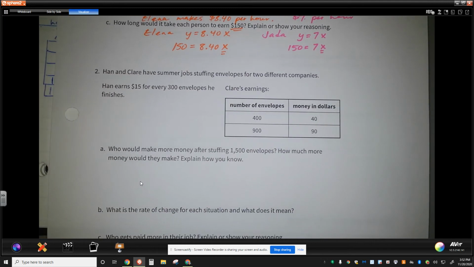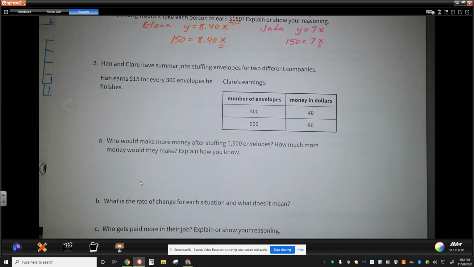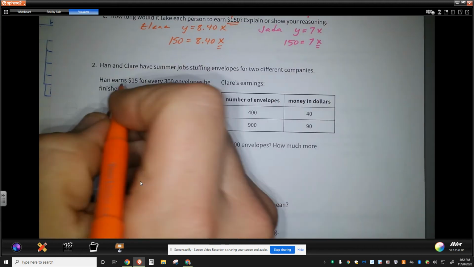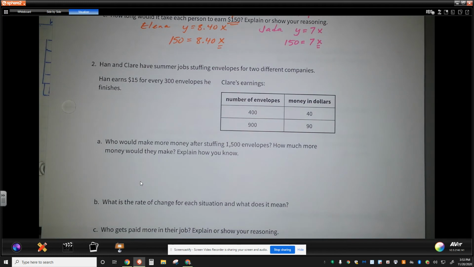Second example: Han and Claire have summer jobs stuffing envelopes for two different companies. Han earns $15 for every 300 envelopes he finishes, and then Claire is earning right here. So how do I figure out these constant rates? Well, the first thing that we're after, let's talk about Han. Han is earning $15 for every 300 envelopes he finishes.